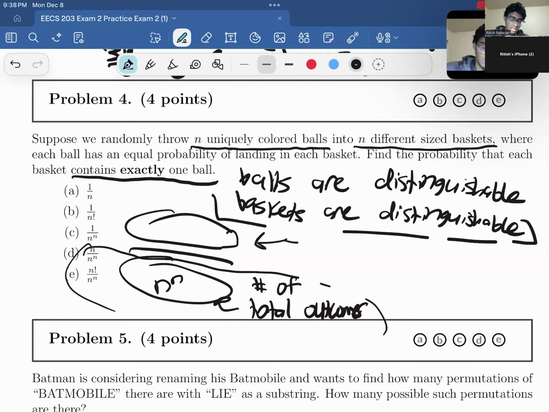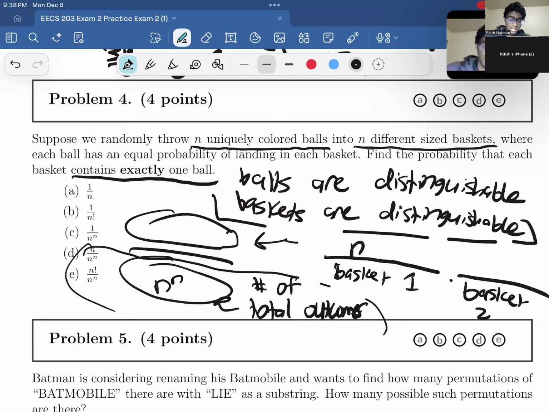And so the way we can think of this is, say we have basket 1. This is the first basket. We have not assigned any balls to baskets yet. So since we have not assigned any balls yet, the number of options of balls which we can put into basket 1 is n. We can put any one of the n balls into basket 1.